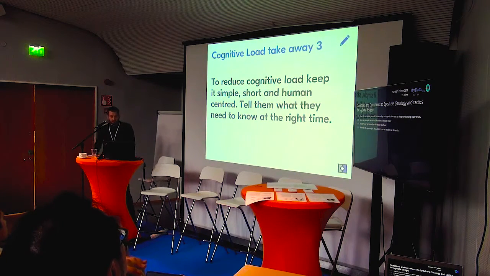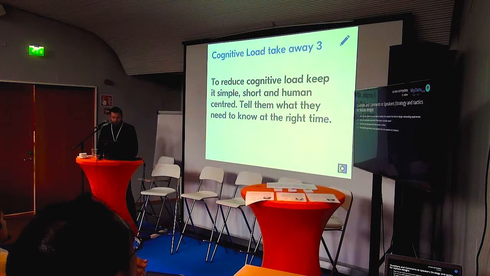If we can make it human and not administrative, this is a step towards the most human and user-centered form in terms of cognitive load.